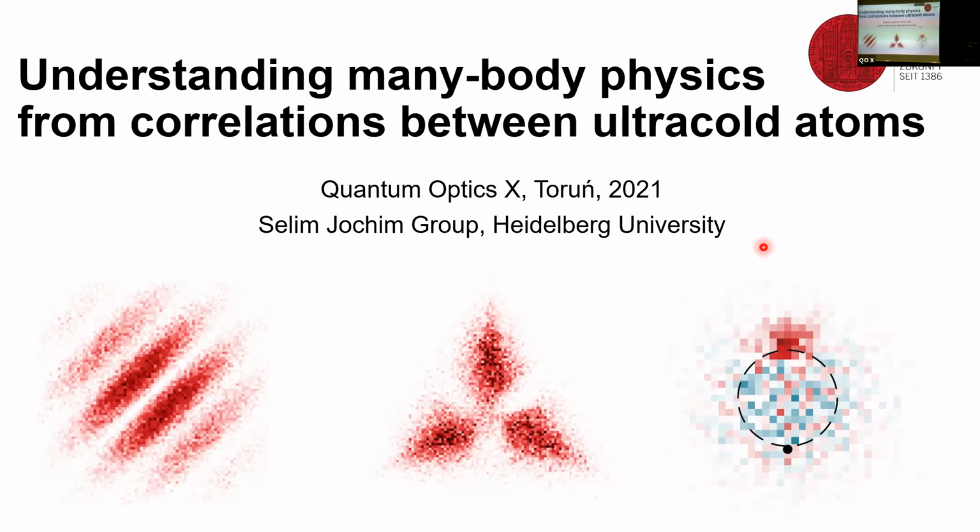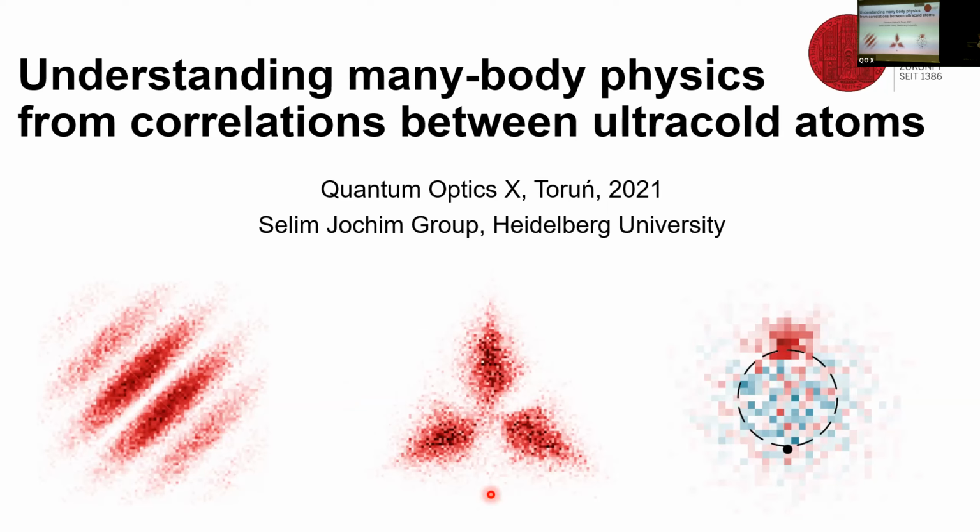I have three things to present, which give, I think, a nice story. The first one is correlations between two individual atoms. It looks a little bit like an interference pattern, but it's not.